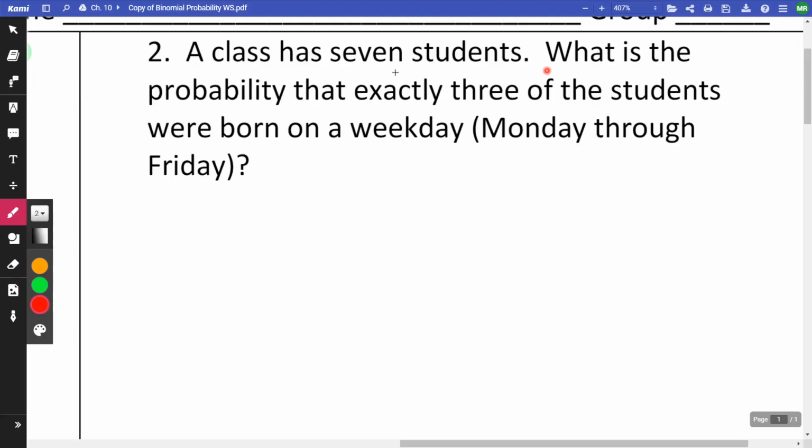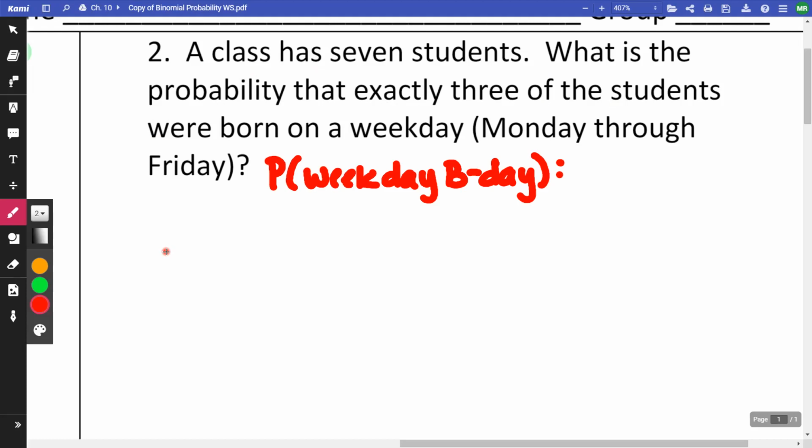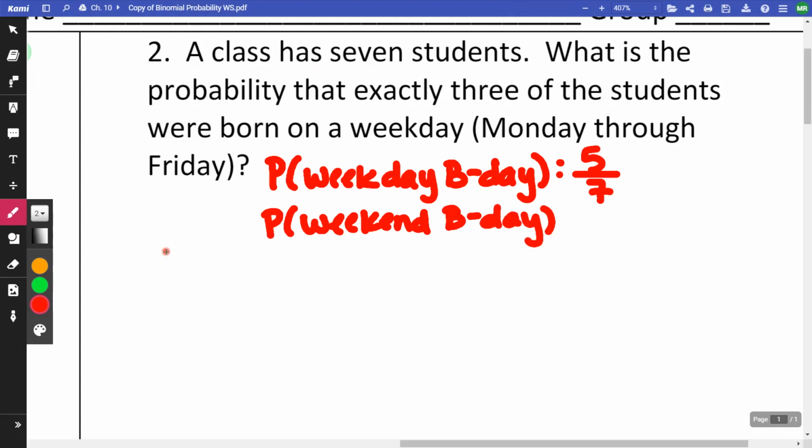So a class has 7 students. What's the probability that exactly 3 of the students were born on a weekday, Monday through Friday? So for this one, we want the probability of a weekday birthday, which is 5 out of 7. And then the probability of a weekend birthday, or basically not a weekday, is going to be 2 out of 7.